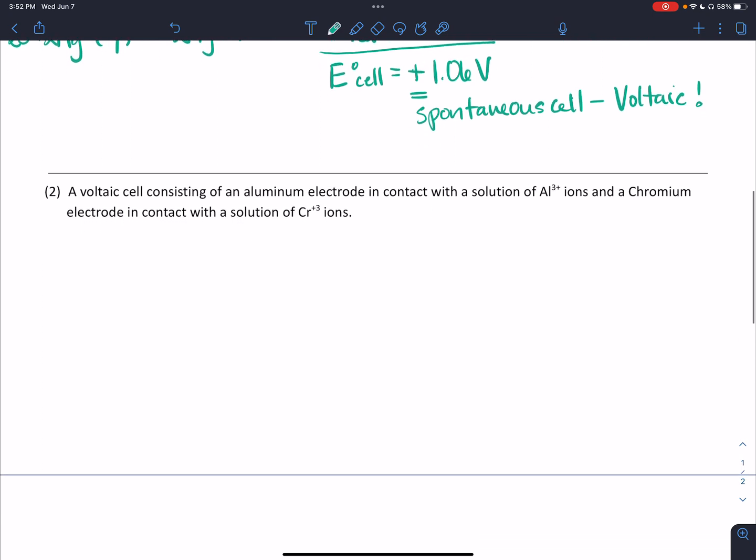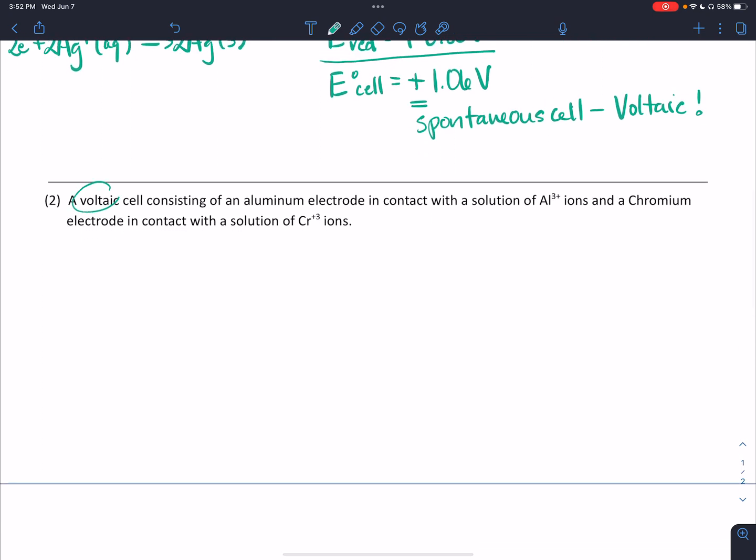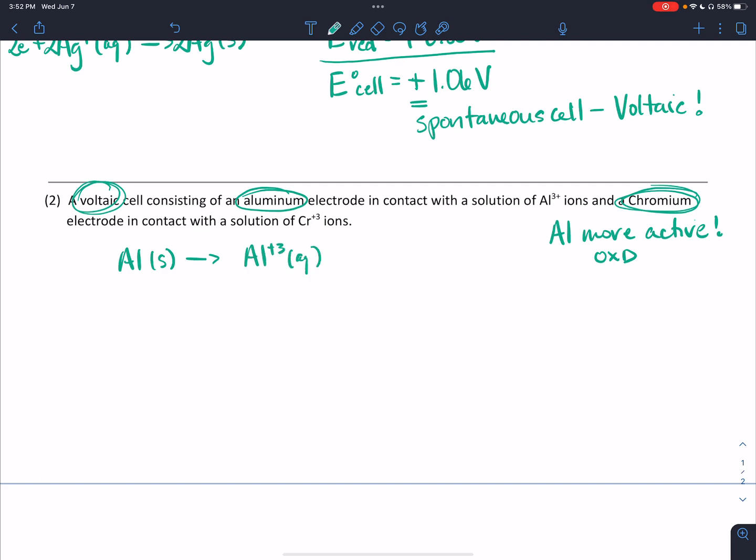Let's try another one. This time, a voltaic cell, so again we need the cell potential to be positive, consisting of an aluminum electrode in contact with a solution of aluminum 3+ ions, and a chromium electrode in contact with a solution of chromium 3+ ions. Again, I check my activity series and I see that aluminum is more active, so that's going to be my oxidation half reaction. I have aluminum metal forming aluminum 3+ ions and releasing 3 electrons.